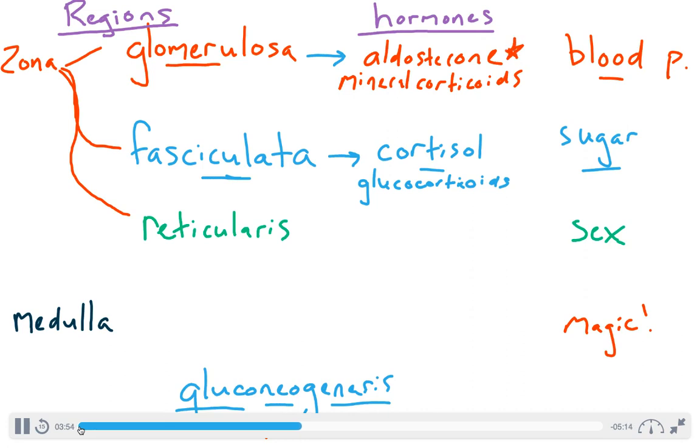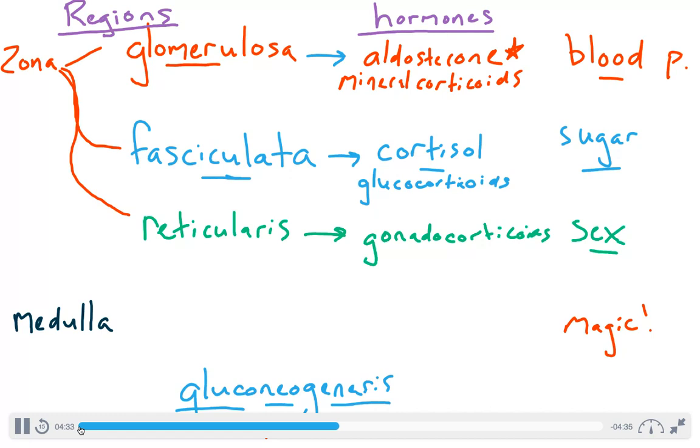And then, last up is the zona reticularis. It is the case that you get a little bit of the hormones that I'm about to mention coming from the zona fasciculata, but most of them are going to come from the zona reticularis. And those hormones are the gonadocorticoids. This is going to include a lot of weak androgens, including testosterone. And so that's the link here with sex. So gonads, right? Think testes and ovaries.